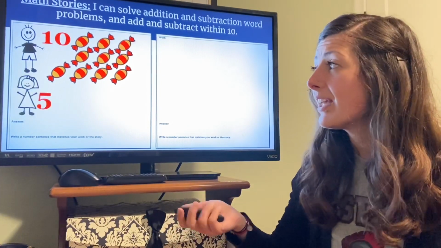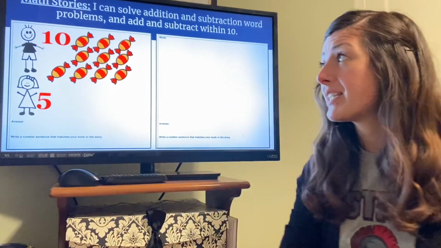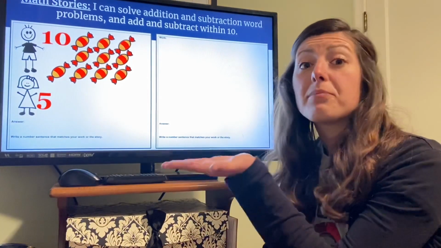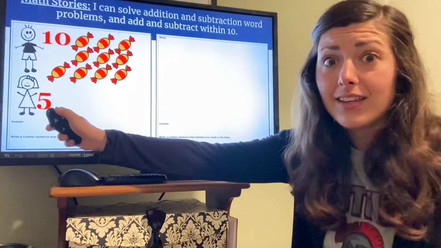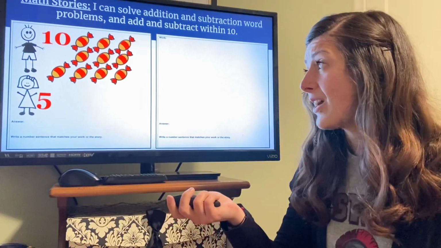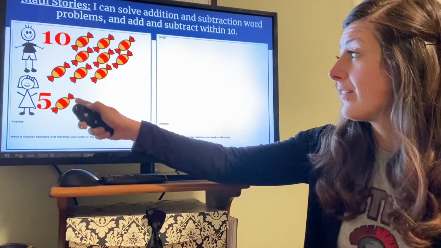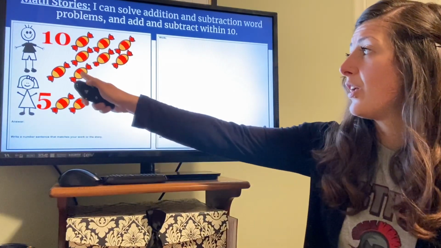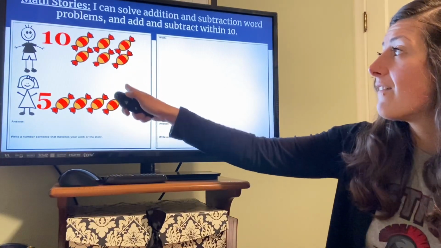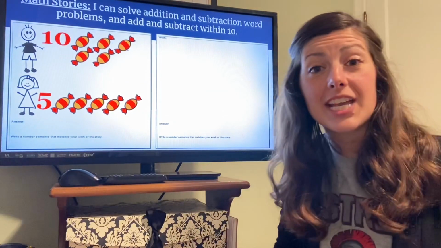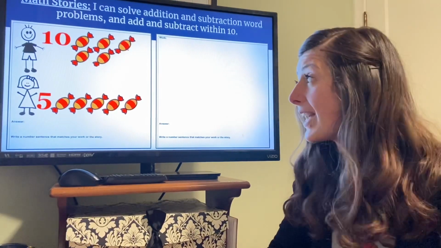Next, it told me that he's going to give 5 to his best friend. So I have his best friend here, and she's waiting for her 5 pieces of candy. So I need to take 5 away from Paul and give them to his best friend. So I need her to have 5. 1, 2, 3, 4, 5. Now she has 5 pieces of candy, right? Yeah, just like our story problem said.